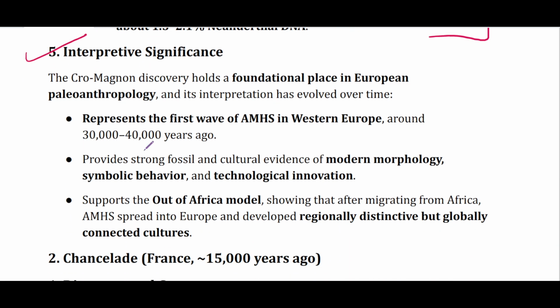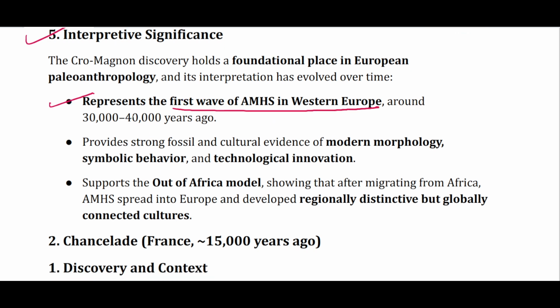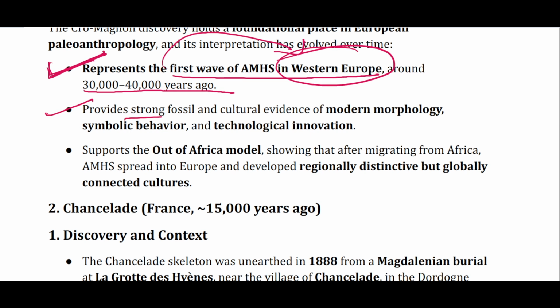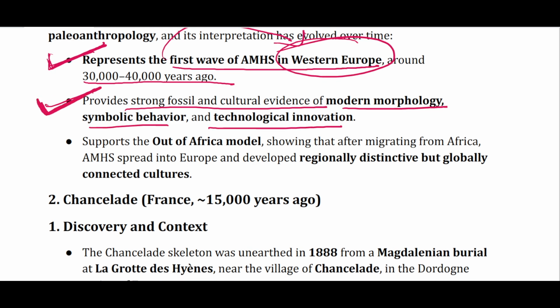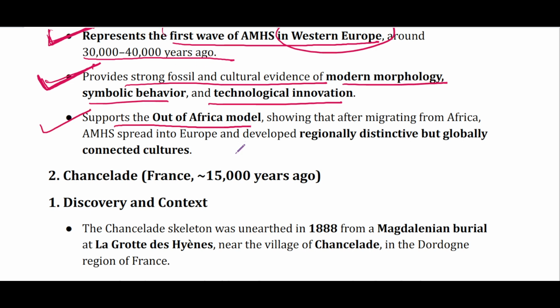Now the significance. So first, Cro-Magnon represent the first wave of AMHS in Europe around 30,000 to 40,000 years ago. So again, these were the African humans that migrated to Western Europe and survived there. And then the strong fossil and cultural evidence of modern morphology, symbolic behavior, and technological innovation are there, and that fills the gap that existed between the migrations. And then the presence of this evidence also supports the out of Africa model.